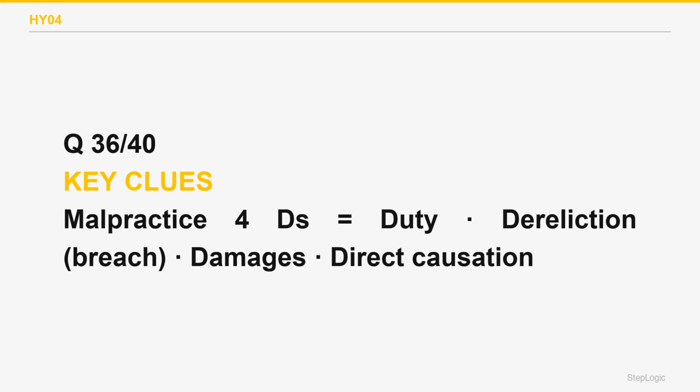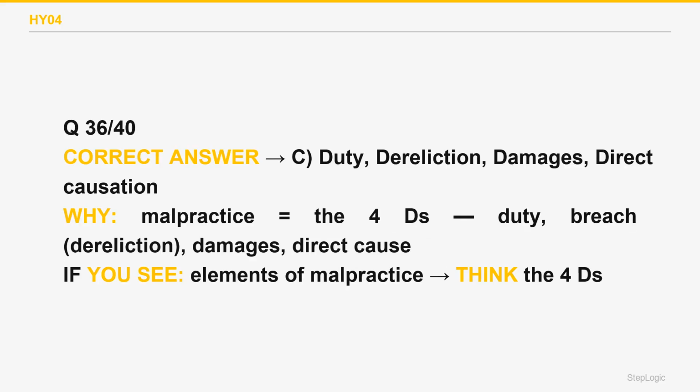A duty of care existed. There was dereliction, a breach of that duty. The patient suffered damages, and the breach was the direct cause of those damages. Missing any one element defeats the claim. The correct answer is C.